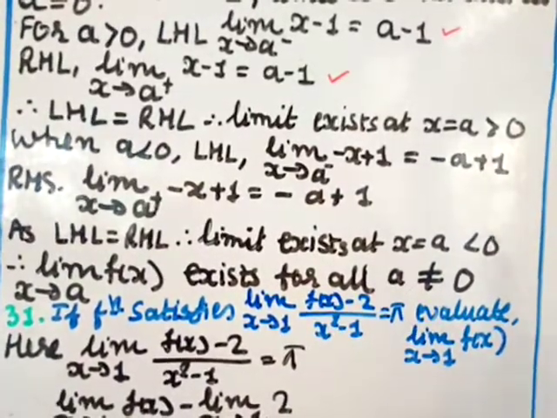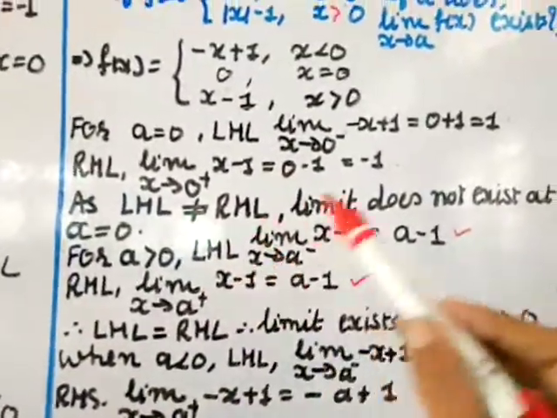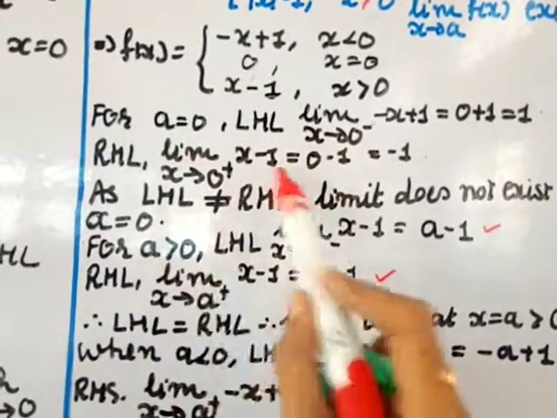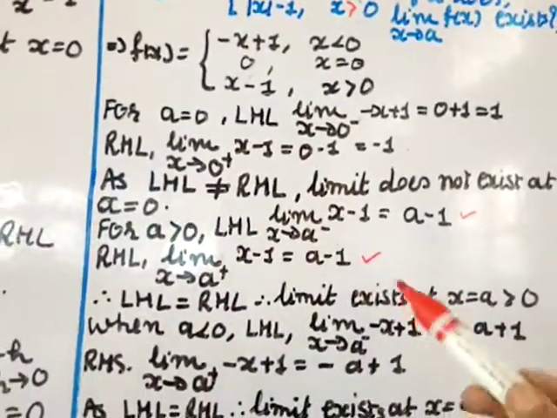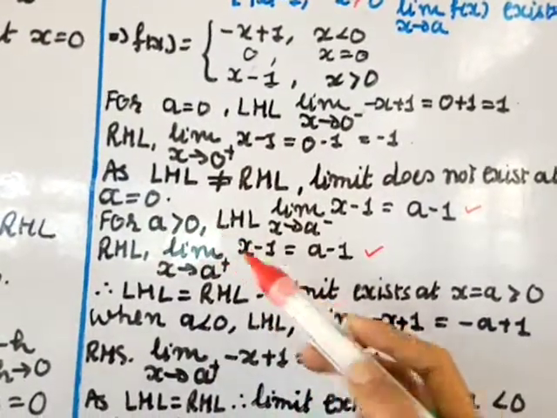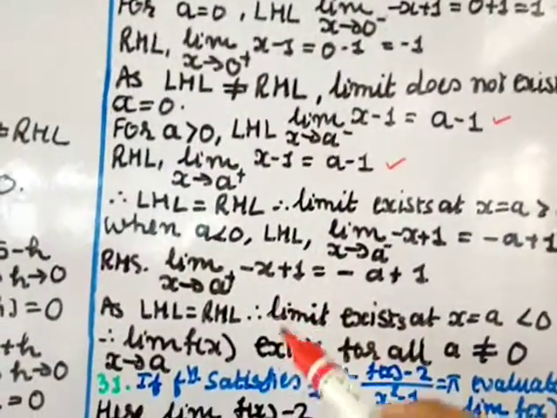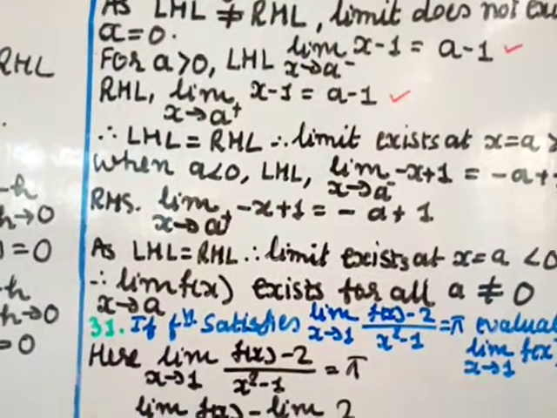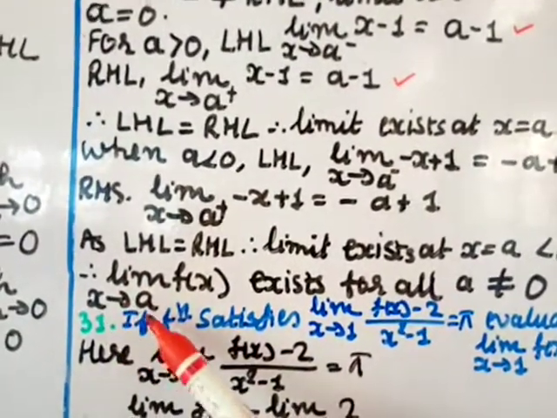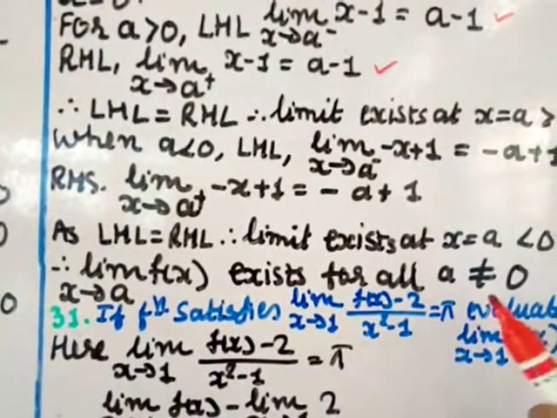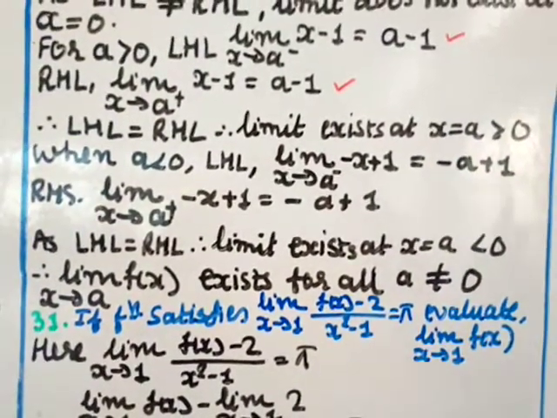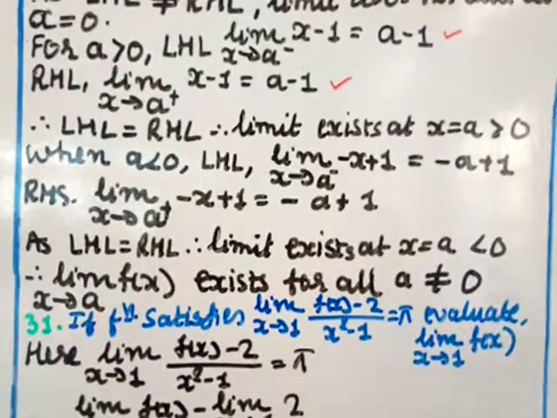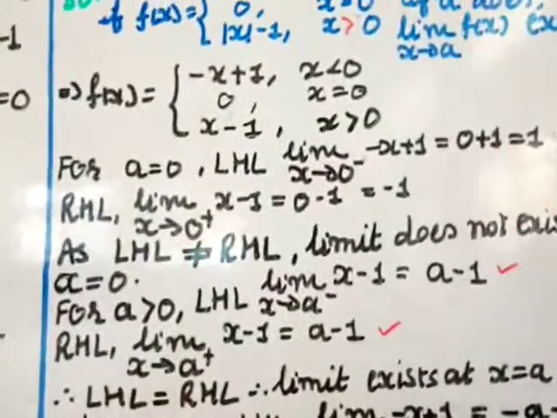So what we have proved is that for a equal to 0, the limit does not exist. And we have checked that for a greater than 0, the limit exists, and for a less than 0 also the limit exists. So we can say that limit x tends to a of f(x) exists for all a not equal to 0. So for a less than 0 it exists, for a greater than 0 it exists, but for a equal to 0 it does not exist. That we checked here in the first case.